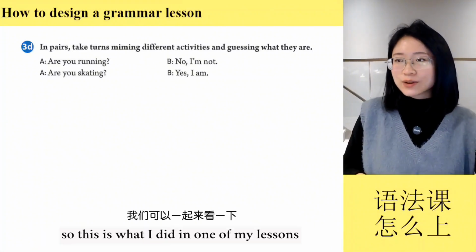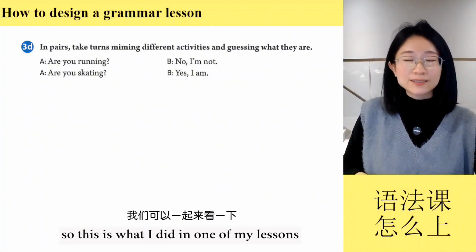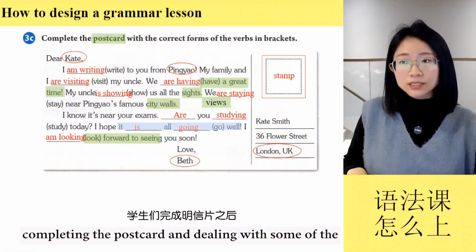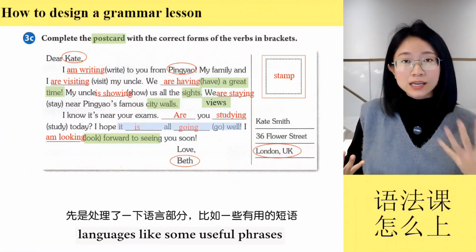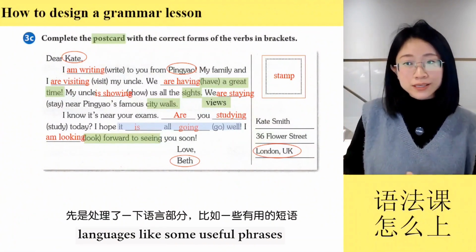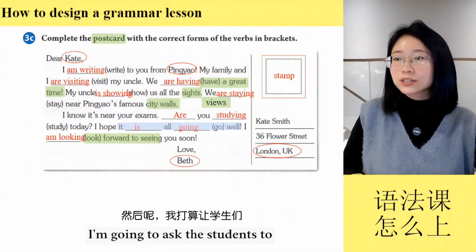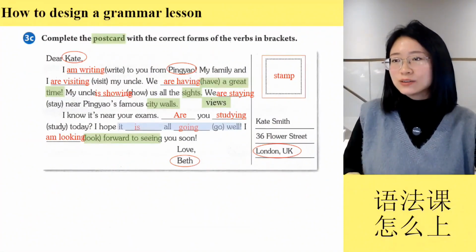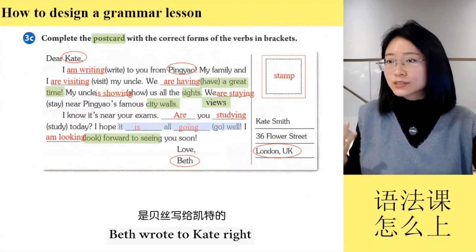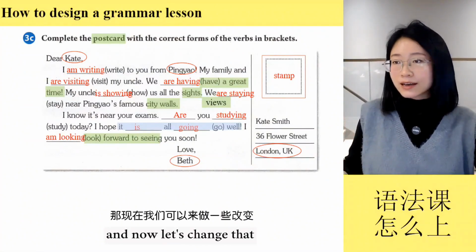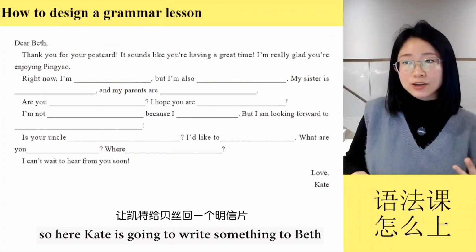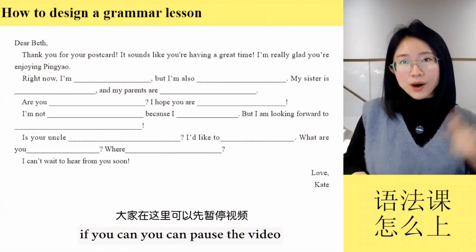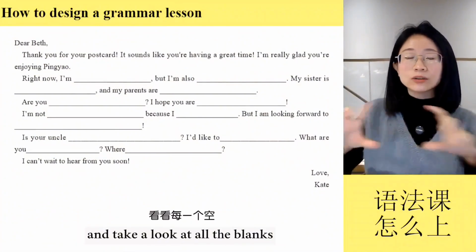So this is what I did in one of my lessons. After 3C, after completing the postcard and dealing with some of the languages, like some useful phrases, I'm going to ask the students to write a reply. As you can see just now, Beth wrote to Kate, right? And now let's change that. So here Kate is going to write something to Beth. If you can, pause the video and take a look at all the blanks.